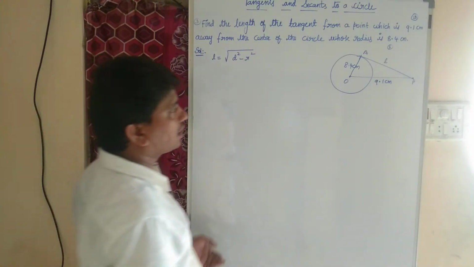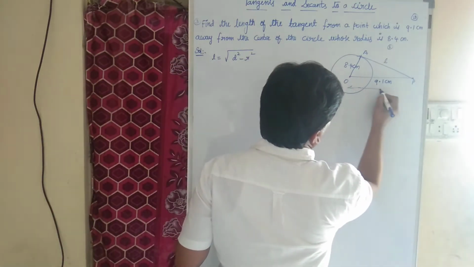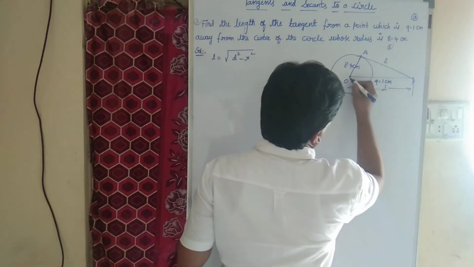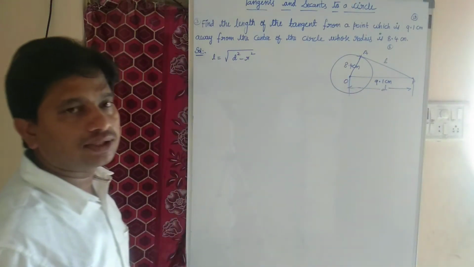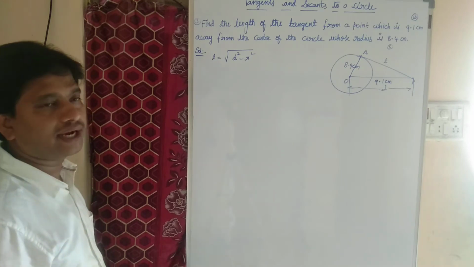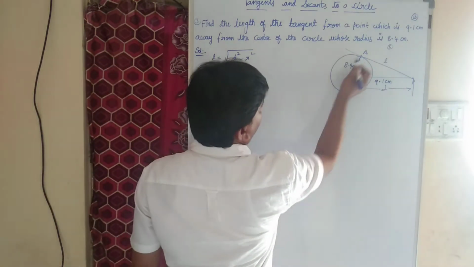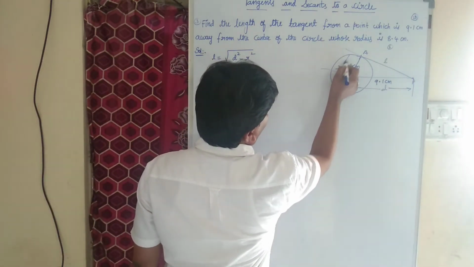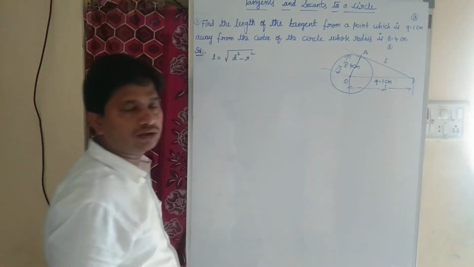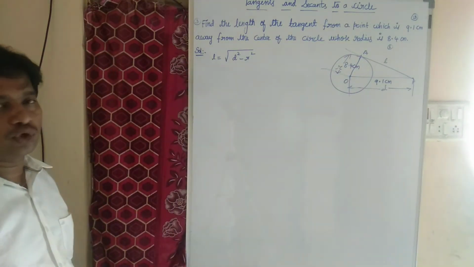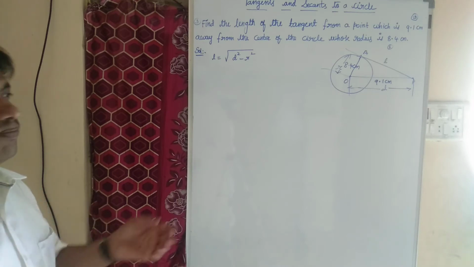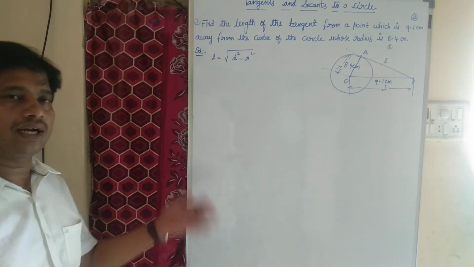What do you mean by d? D is nothing but the distance between the center and the point which is away from the circle. And what is r? R is nothing but radius. This is our radius. So length of the tangent formula, what? Root over d square minus r square. You can apply Pythagoras theorem also. Again you will get the same thing.